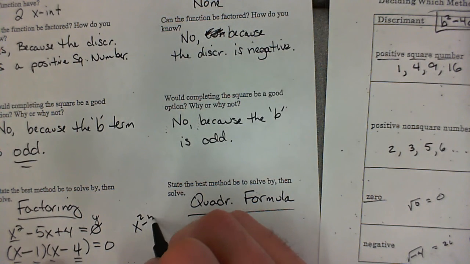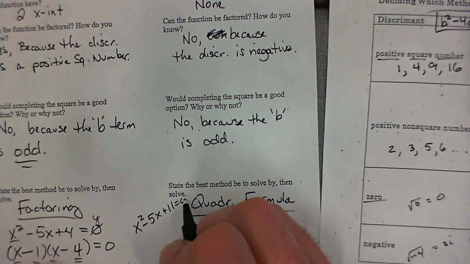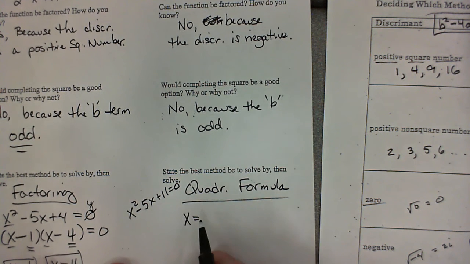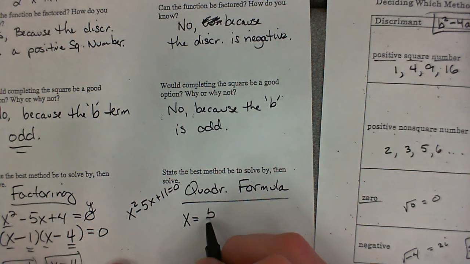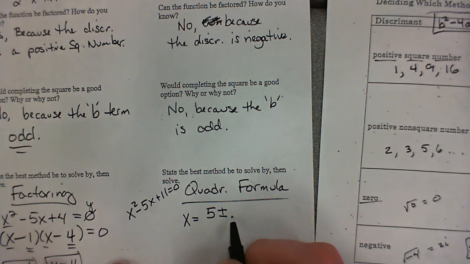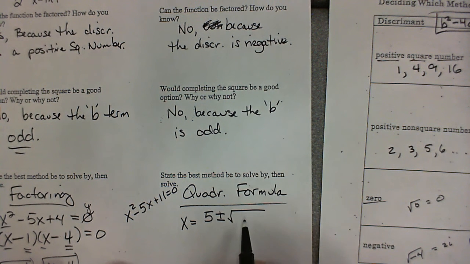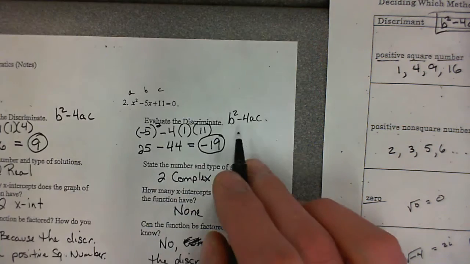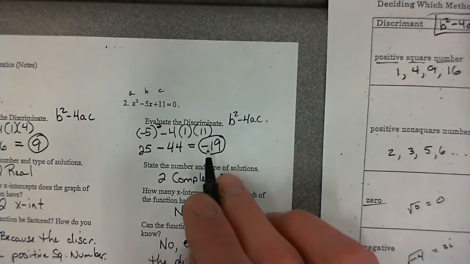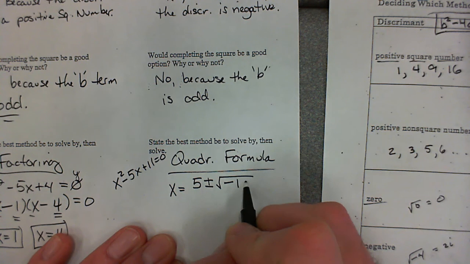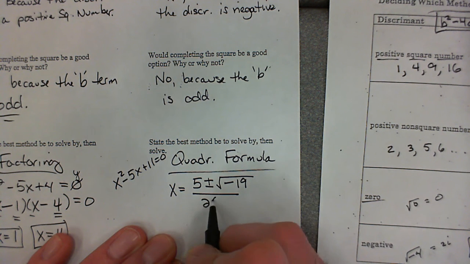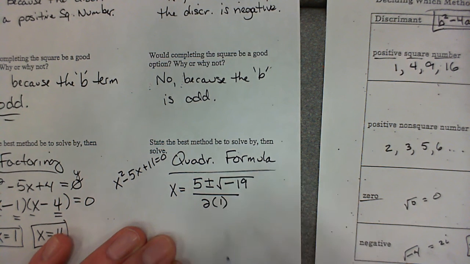So we've got x equals the opposite of b, so the opposite of negative 5. Actually, let me write the equation down here, so we can see it. x squared minus 5x plus 11 equals 0. So the opposite of negative 5 is positive 5, plus or minus the square root of b squared minus 4ac. Well, we already have that. b squared minus 4ac is negative 19. So let's just go ahead and plug that in. So this is negative 19, all over 2 times a, and a is 1.